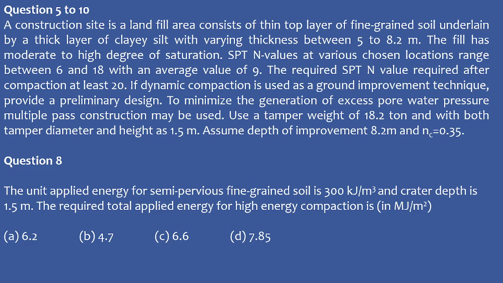After the high energy compaction is done to improve the soil, we need to fill those craters also, and then we need to do the ironing phase. The ironing phase is basically to fill those craters again and to compact them. So there will be required energy corresponding to that also. That is the ironing phase energy. So if we want to calculate the required total energy for the high energy compaction, how much should it be.